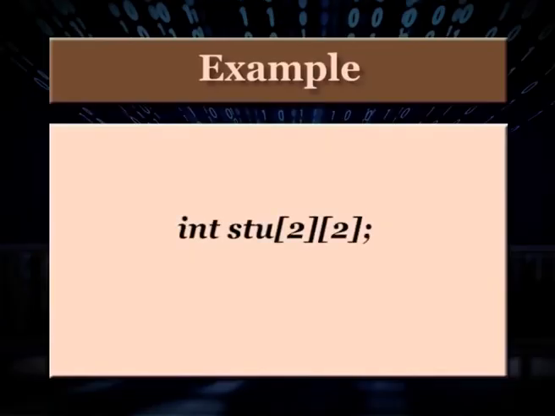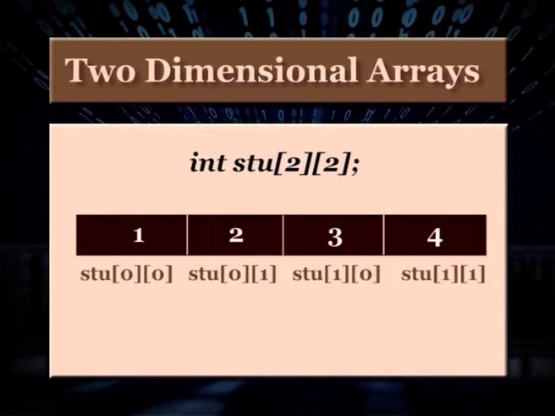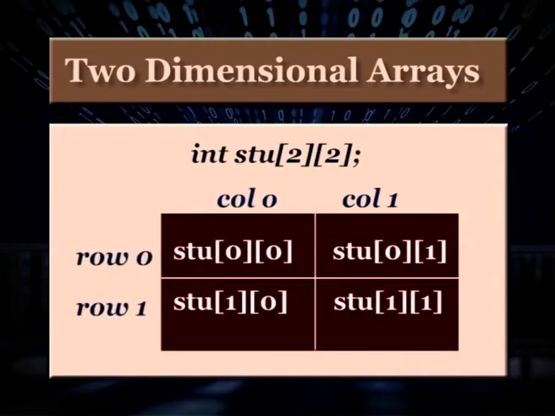For example, if there are two students and each student appears in two papers, then we can declare the array as int stu[2][2]. Here the names of all the three students are maximum 25 characters long: char stu[3][25]. The elements of the array are stored in 4 different memory locations. 2-dimensional array elements can be represented in tabular form as shown.